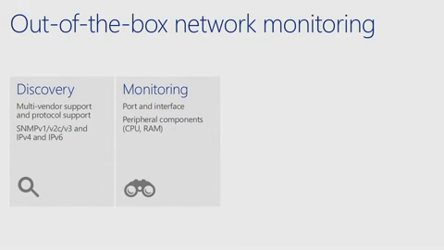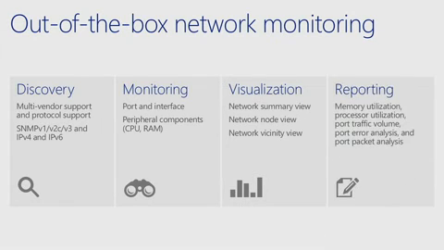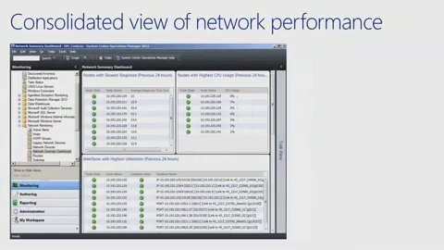It's extended by network monitoring, discovering different network items: switches, routers, other networking components. We can monitor those in a granular way now and visualize things like node view and network vicinity view, and understand where virtual machines relate to individual physical network infrastructure as well. And finally, we can report on all of that: the utilization of the networking switches, port traffic volume, packet analysis. All of this network monitoring is in the box with System Center Ops Manager now in 2012 SP1. So we've done a lot of work there.